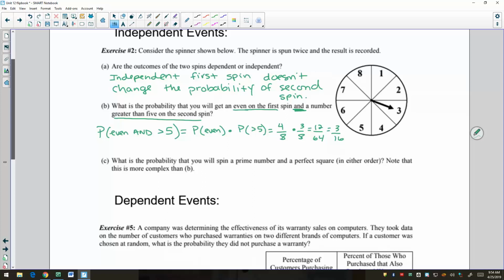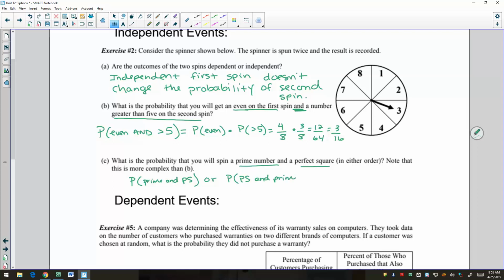Letter C, what is the probability? Now this is where you're going to see, well, actually you don't see the word or, but you have to know it. The phrase in either order means one or the other. So this is where the word or is going to come into play. What is the probability that you will spin a prime number and then a perfect square, but in either order? So what this means is, what's the probability of doing a prime and then a perfect square, or you could get a perfect square first and then a prime.